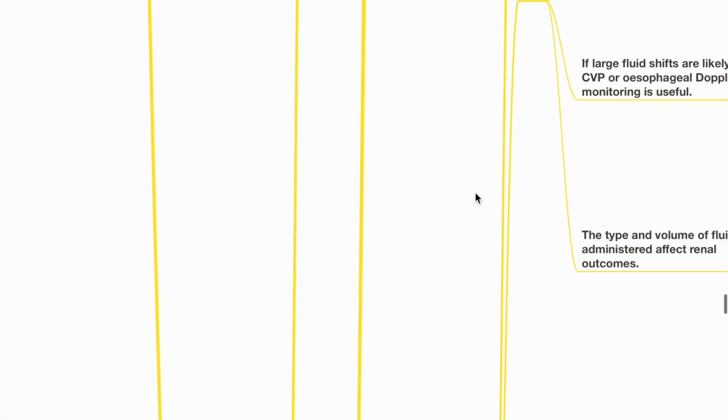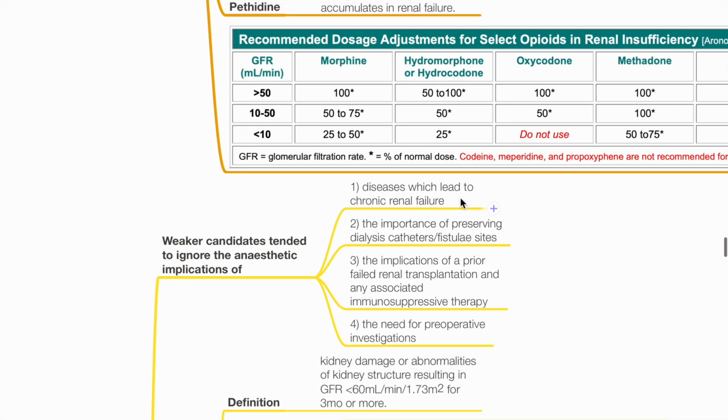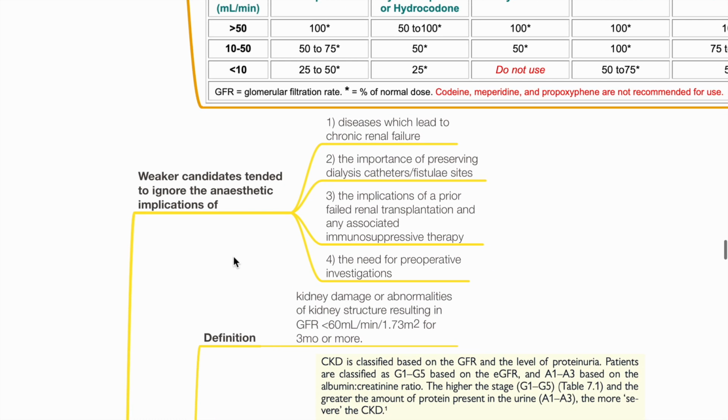Additional information. Weaker candidates tend to ignore the anesthetic implications of diseases which lead to CKD, the importance of preserving dialysis catheters and fistula sites, implications of a prior failed renal transplant and any associated immunosuppressives, and the need for pre-op investigations.